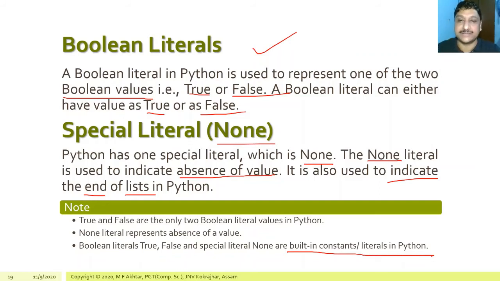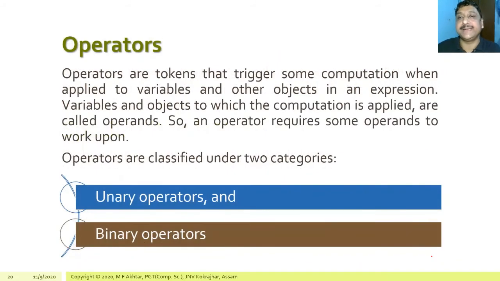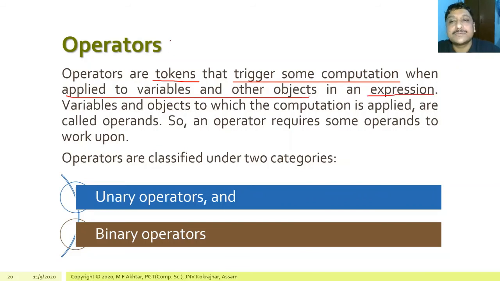These are the reserved words, the keywords which we already learned in the keywords section. Now operators. This is the fourth token. First we learned keywords, then identifiers, then literals, and the fourth is operators. Operators are tokens that trigger some computation when applied to variables and other objects in an expression. When we use operators with an expression, then the computation is done.